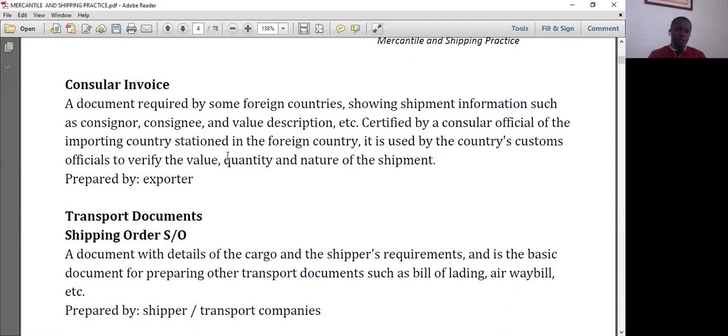Then we have what is called a consular invoice. These are documents required by some foreign countries showing shipment information, such as consignor, consignee, and the value and description, certified by a consular official of the importing country stationed in the foreign country. It is used by the country's customs officials to verify the value, quantity, and nature of the shipment. Countries normally have their representatives in these foreign lands, and there are certain countries that require their consular representative or officer to certify that this cargo is truly coming from this country and has met the required standard, and they issue what we call a consular invoice. So it depends on the country.